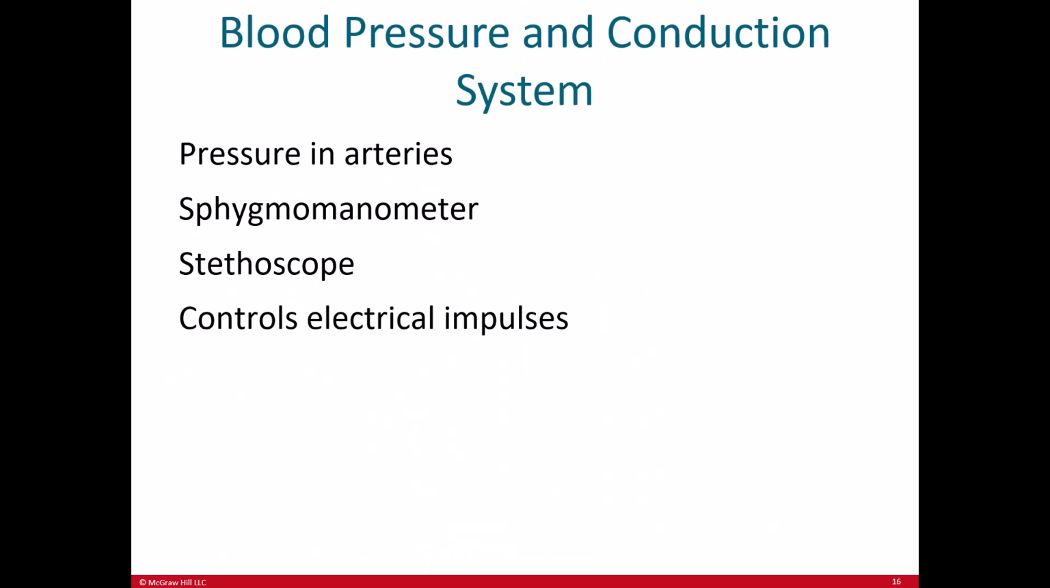Blood pressure and conduction system. Pressure in the arteries is measured with a sphygmomanometer. That is also known as your blood pressure cuff. A lot of times this is used in conjunction with a stethoscope. This system also controls electrical impulses.